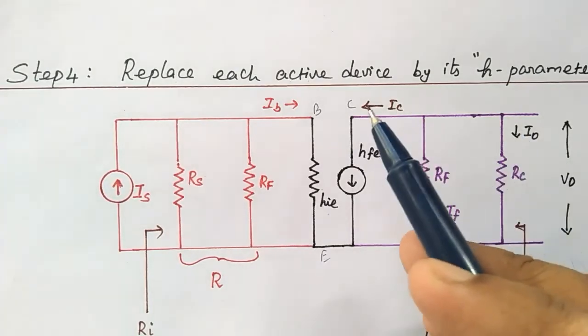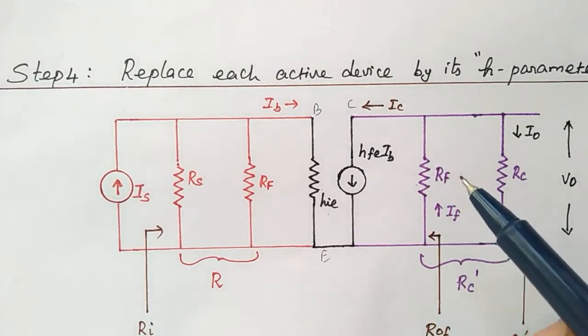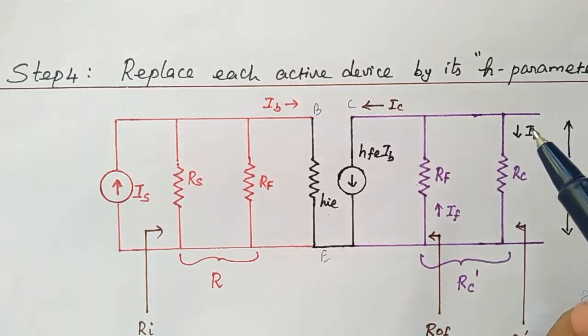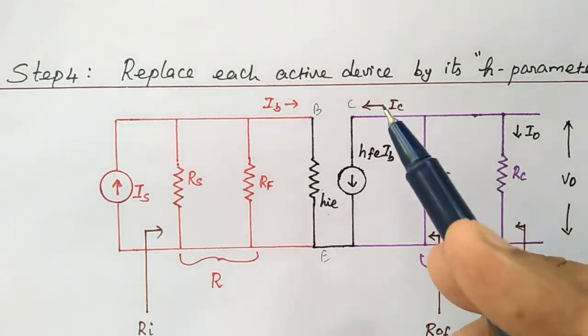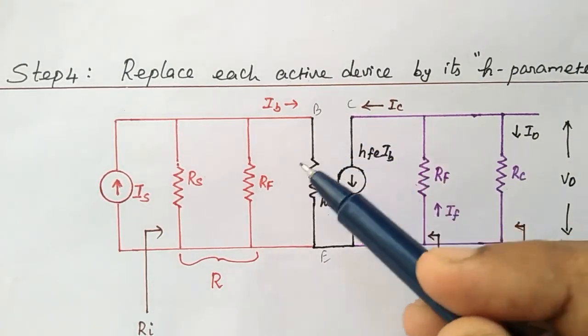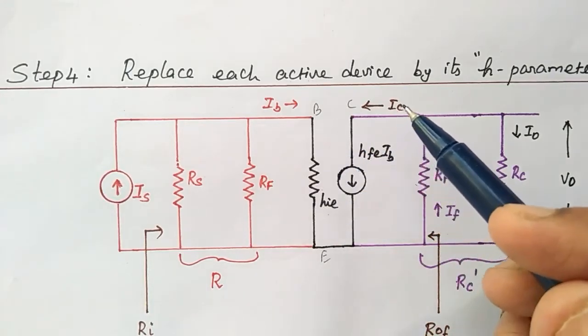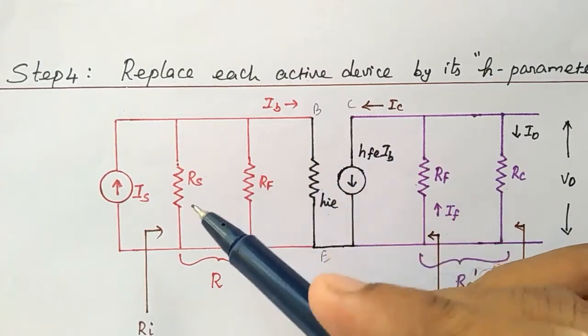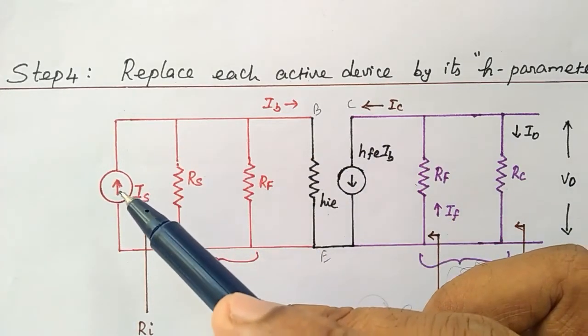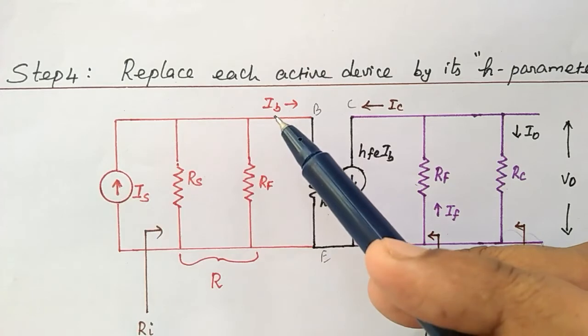For I0 by IC, we use the current divider rule in this circuit, from which I can derive I0 by IC. Similarly, the transistor's gain is nothing but HFE, which can be written as IC by IB. On the input side we have two currents: one is the input source current, and the second is the base current.